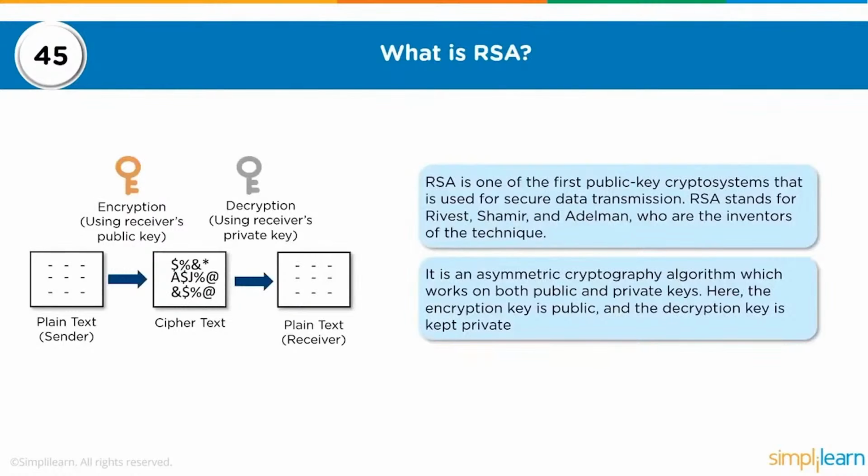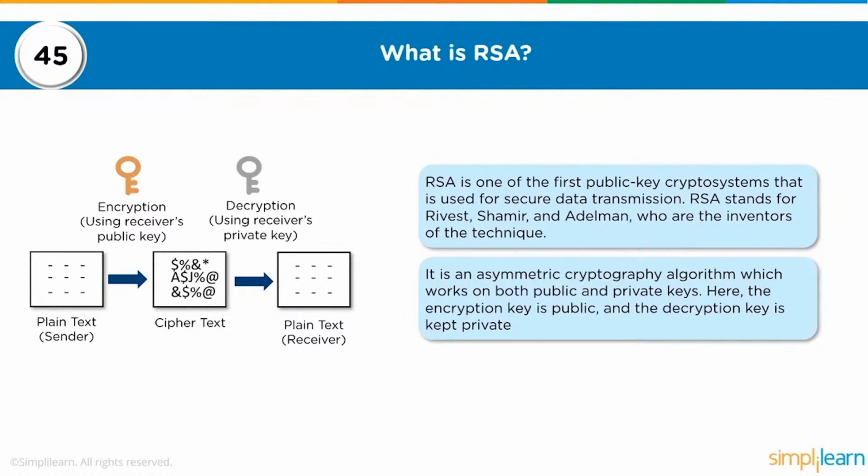RSA is one of the first public key cryptosystems that is used for secure data transmission. It stands for Rivest, Shamir, and Adleman. These are the three people who created this algorithm: Ron Rivest, Adi Shamir, and Leonard Adleman, who are the inventors of this technique. It is an asymmetric cryptography algorithm which works on both public and private keys. Hence the encryption key is public and the decryption key is kept private.